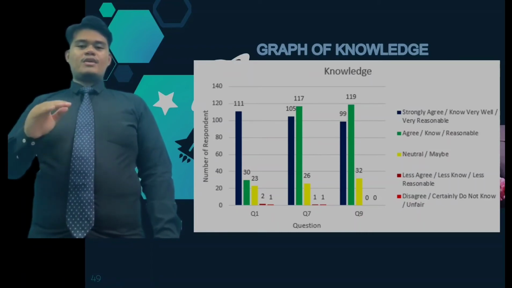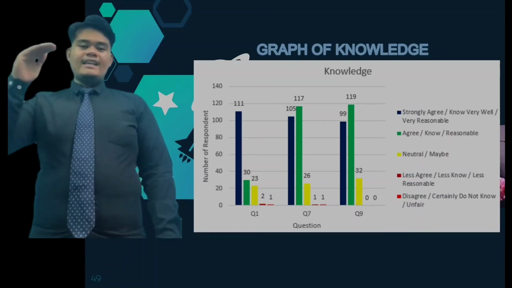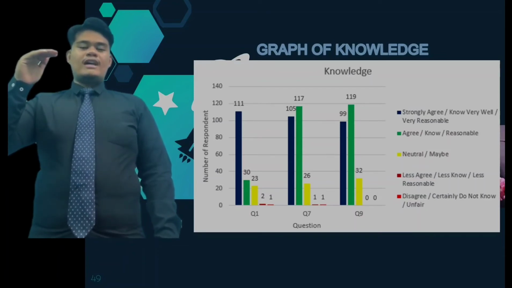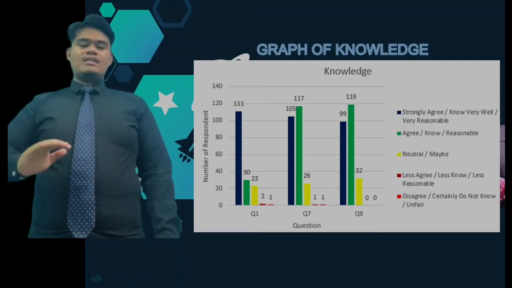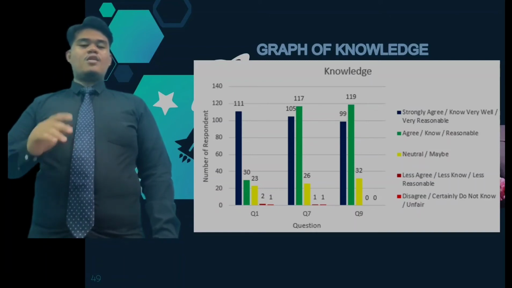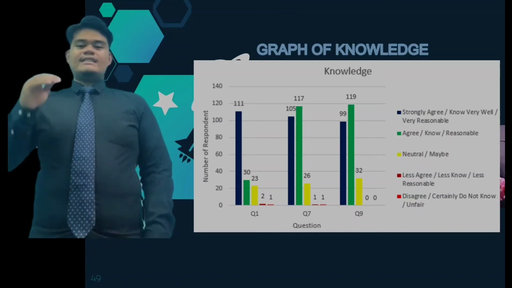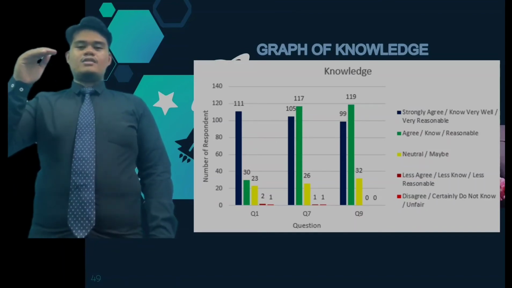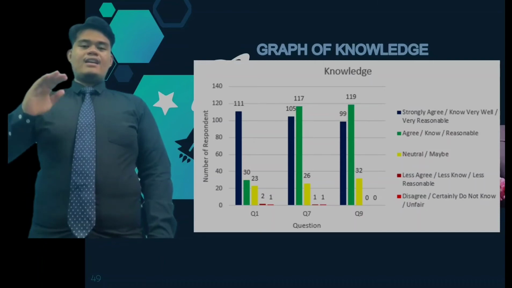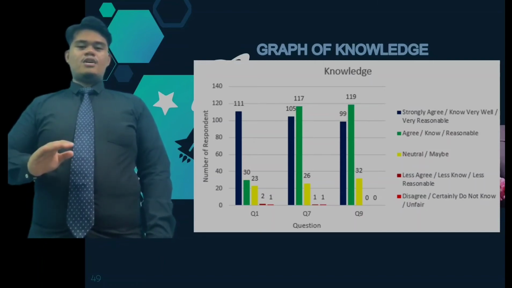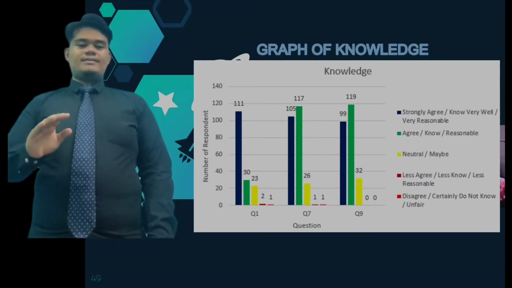So the next question is question 7. The highest number of respondents who selected agree was 117, and the lowest who responded disagree was 1. For the last question for this graph, the highest number who selected agree was 119, and the lowest who selected neutral was 32.